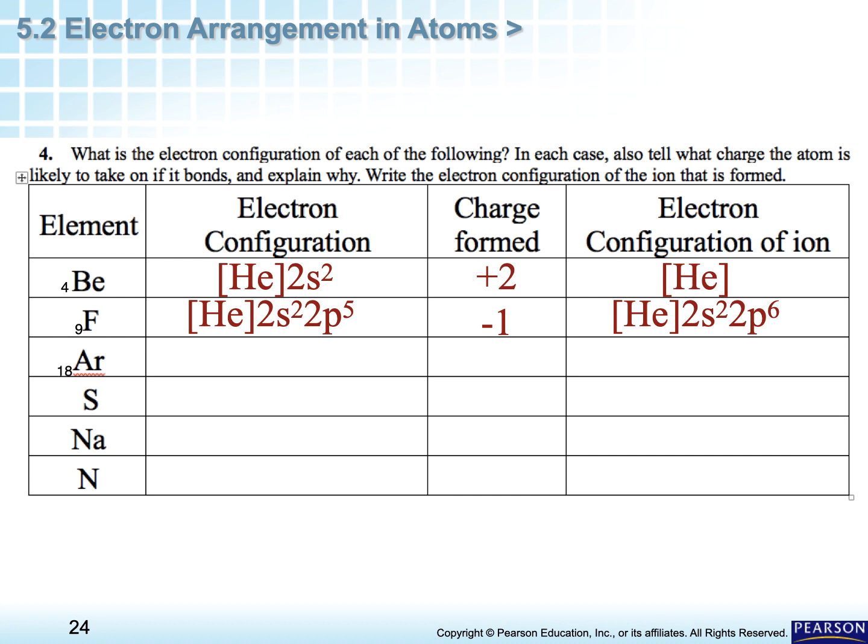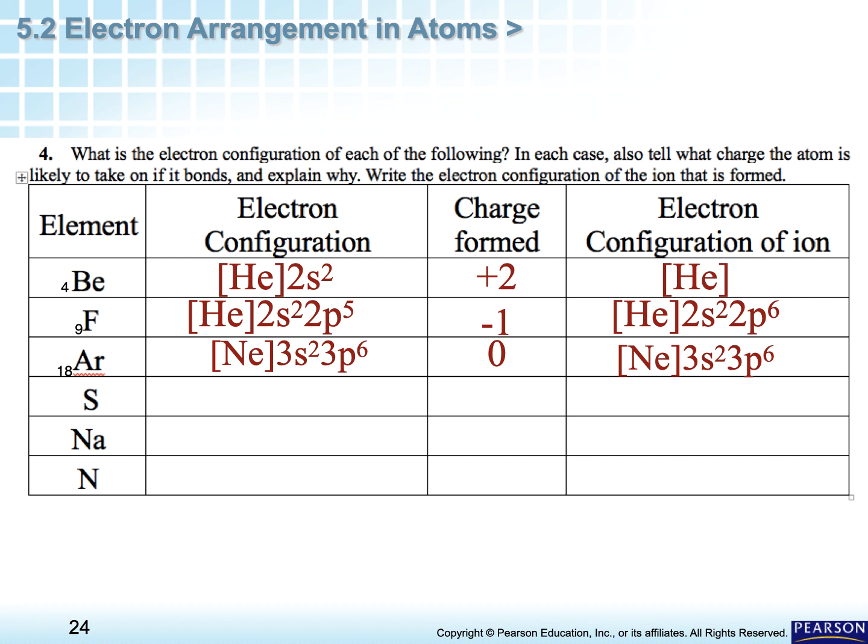Argon. Argon from the periodic table is neon 3s2, 3p6. Now, what we said before was elements want to be like the noble gases. Well, argon already is a noble gas, so guess what? Nothing's going to happen. It's not going to form a charge. So its electron configuration is the same as the atom itself because it doesn't form a charge.